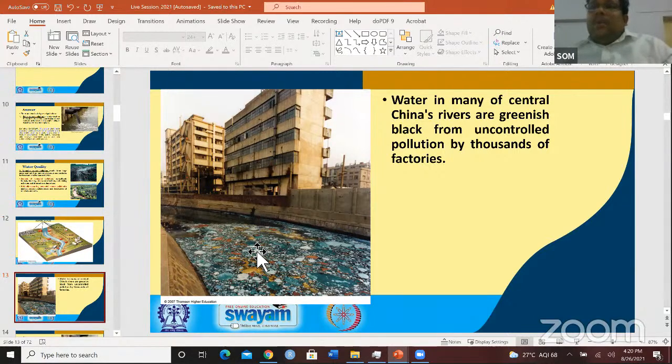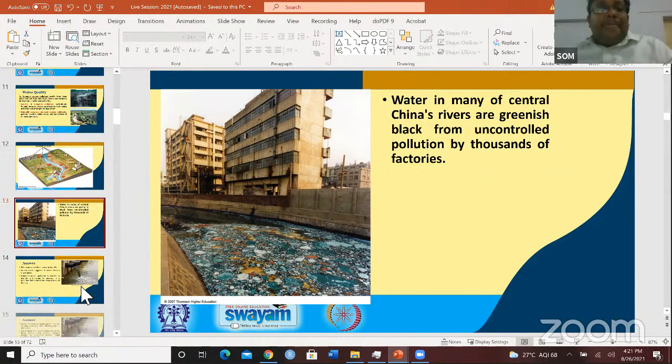So we can see here that water in many of central China's rivers is greenish black from uncontrolled pollution from thousands of factories. These point source pollutions create this type of polluted water system, and it is quite clearly visible how these industrial effluents are vitiating the environment from different point source pollution.